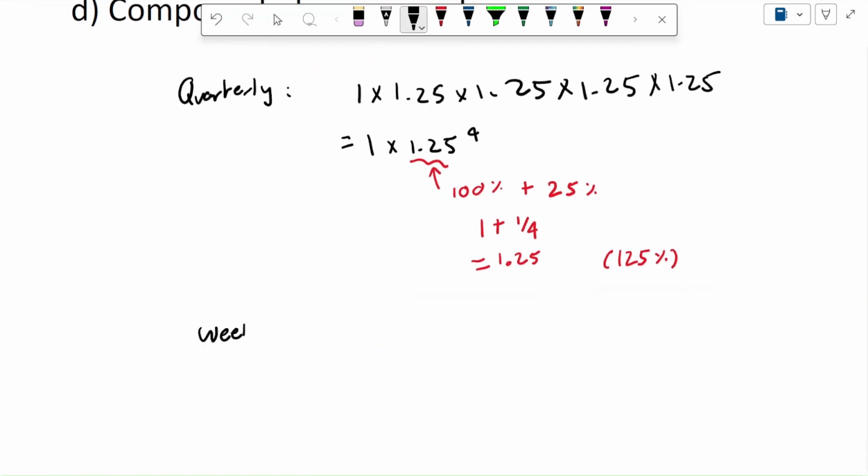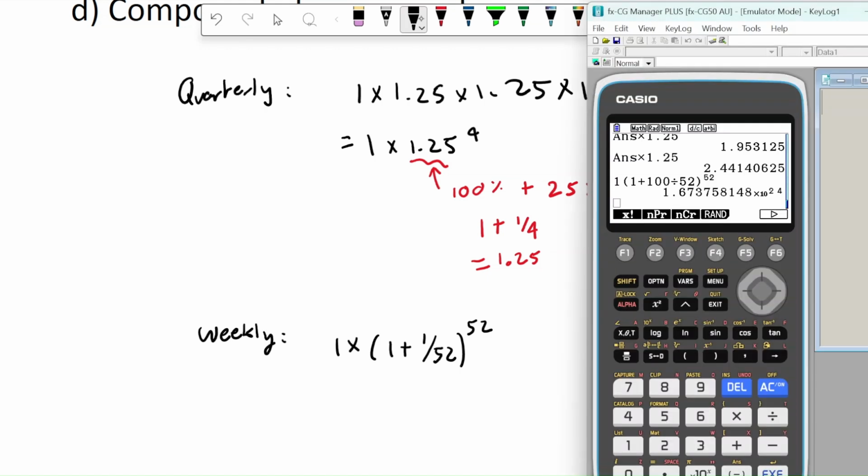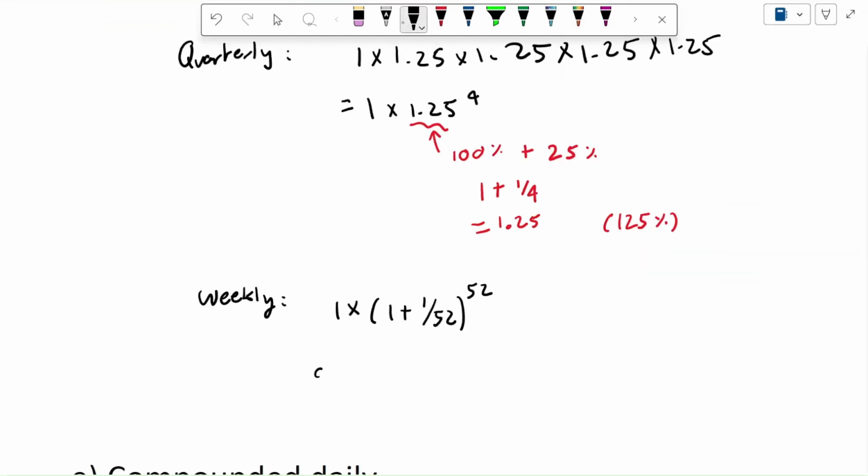So our weekly formula would have to be 1 times, and then the number here I want would be 1 plus 1 out of 52, because there's 52 weeks, to the power of 52, because I do it 52 times. Now we can see if we go onto the calculator what we're going to get for that. So 1 plus 1 over 52, all to the power of 52, should give us this number, 2.69. So this roughly equals 2.69.